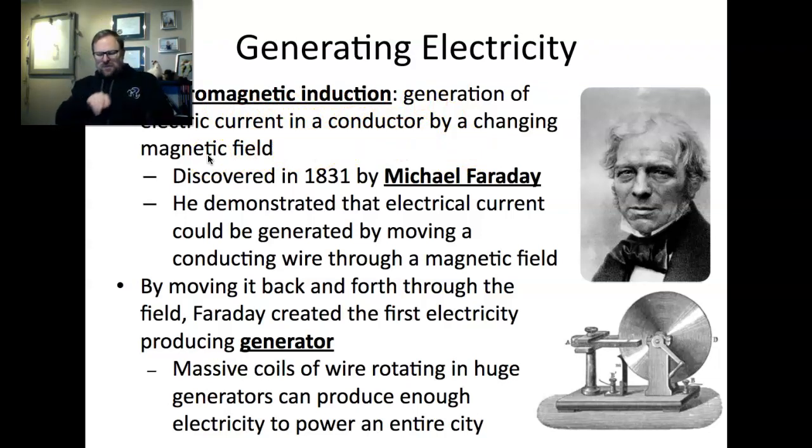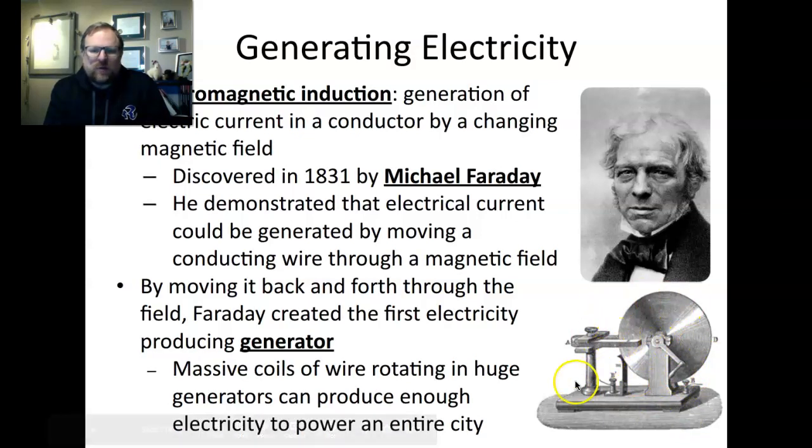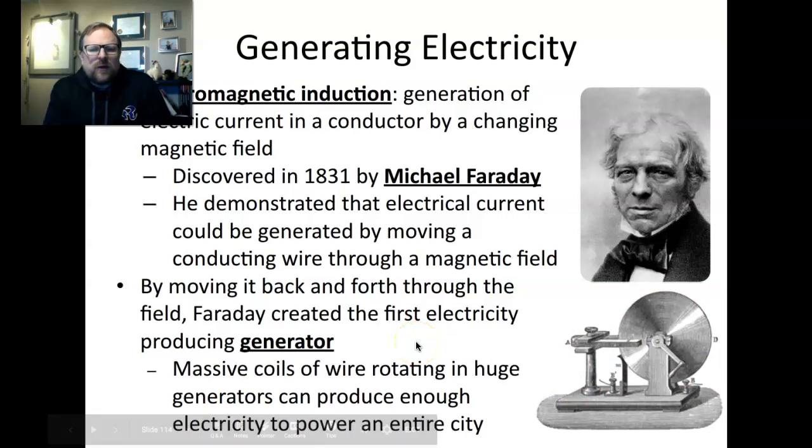As that coil spins inside that magnetic field, it's generating a flow of electrons. And this was discovered by Michael Faraday almost 200 years ago. He demonstrated that electrical current could be generated by moving a conducting wire in a magnetic field. That's his device right here. He could generate a flow of electrons hooked up to wires here as he spun this wheel inside the magnetic field generated by these magnets. By moving it back and forth through the field, Faraday created the first electricity producing generator.